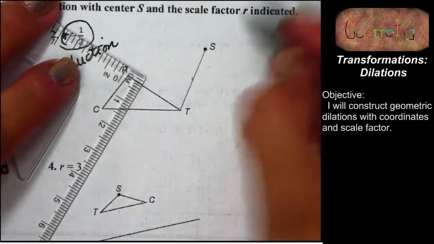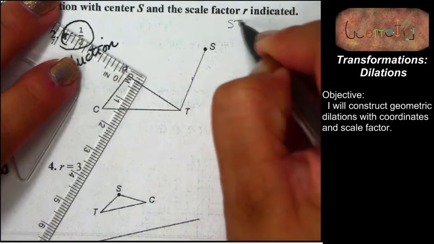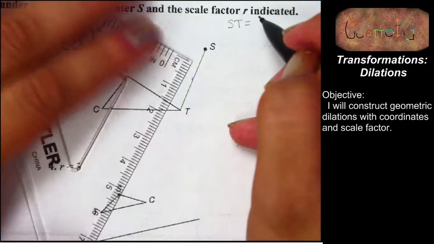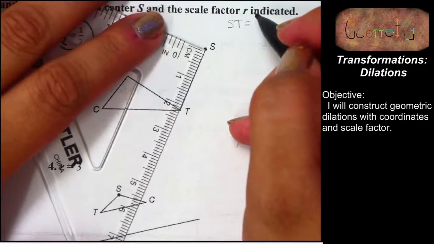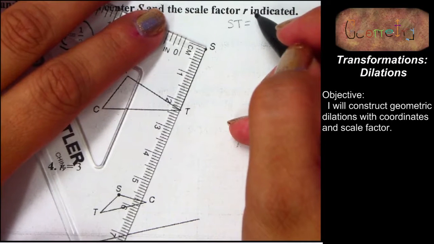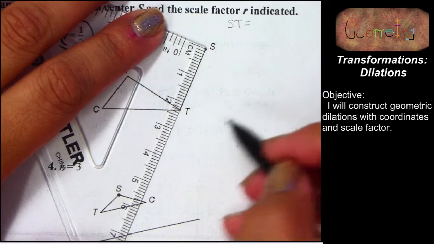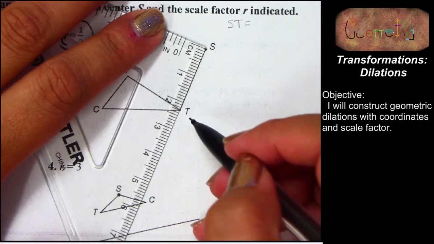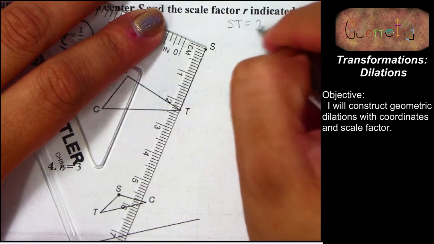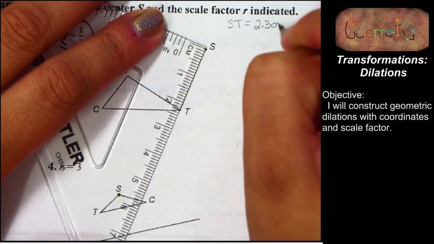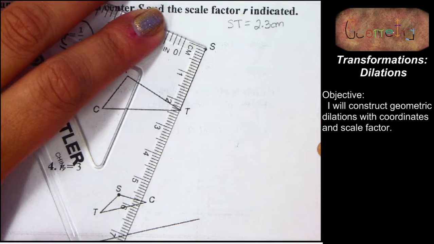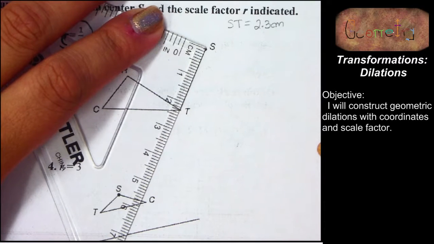So here's ST. I'm going to find the distance between S and T, the length of line segment ST. Lining it up, it looks like the length of ST is 2.3 centimeters. So the length of line segment ST is 2.3 centimeters.